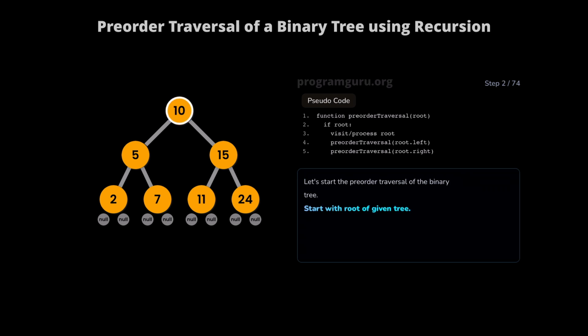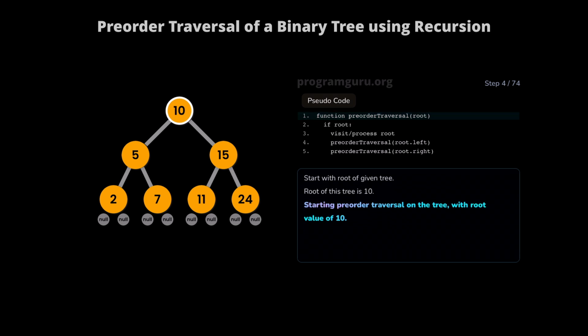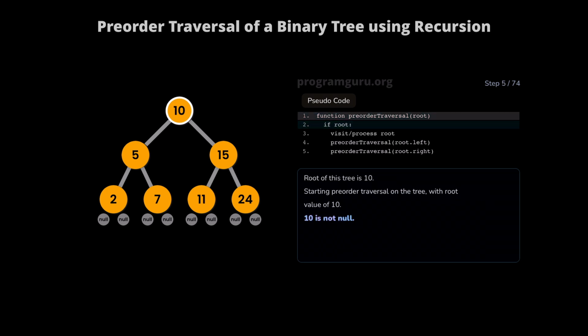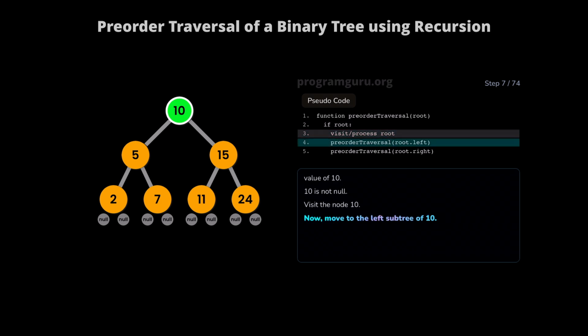Start with root of given tree. Root of this tree is 10. Starting preorder traversal on the tree with root value of 10, 10 is not null. Visit the node 10. Now move to the left subtree of 10.